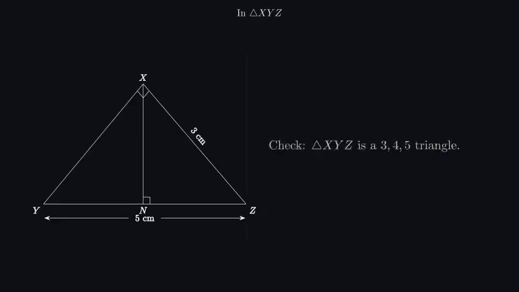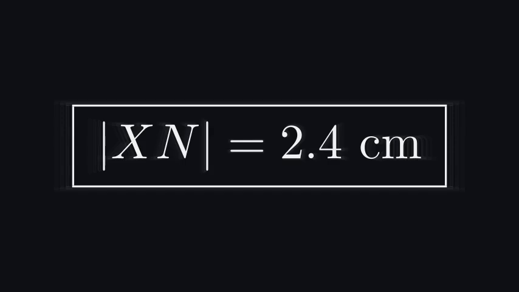As a quick check, since YZ equals 5 and XZ equals 3, the other side, XY, is 4. So the large triangle is a 3, 4, 5 right triangle. The area can be found in two ways. Using the two perpendicular sides, the area is 1 over 2 times 3 times 4 equals 6. Using base YZ equals 5, and height XN, the area is 1 over 2 times 5 times XN. This confirms that XN equals 2.4 centimeters. Therefore, the length of XN is 2.4 centimeters.